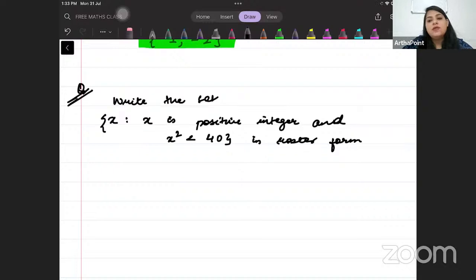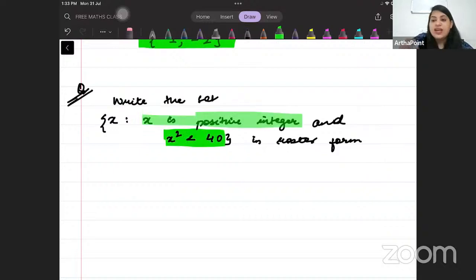In roster form. Okay, beta. So I want that x square should be less than 40 and x should be a positive integer. Negatives we are not including in the roster form.